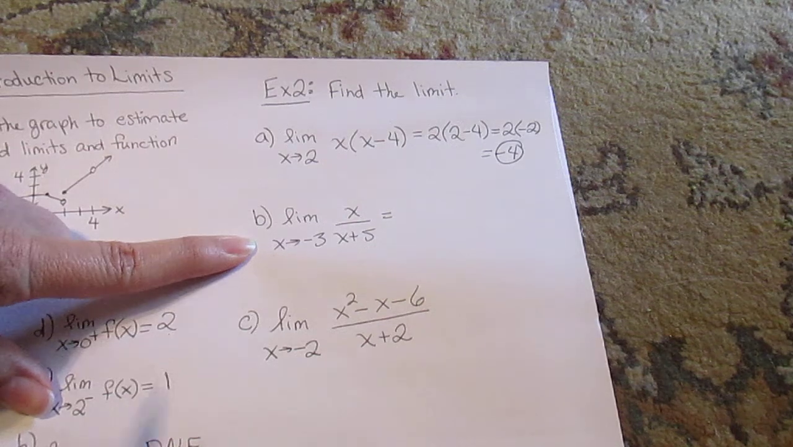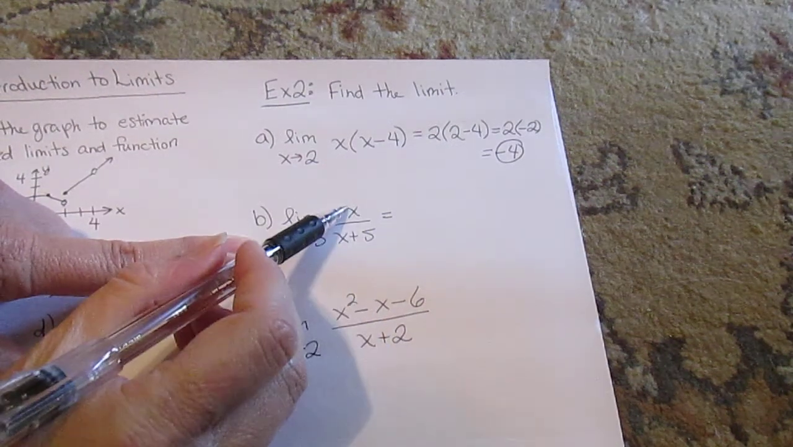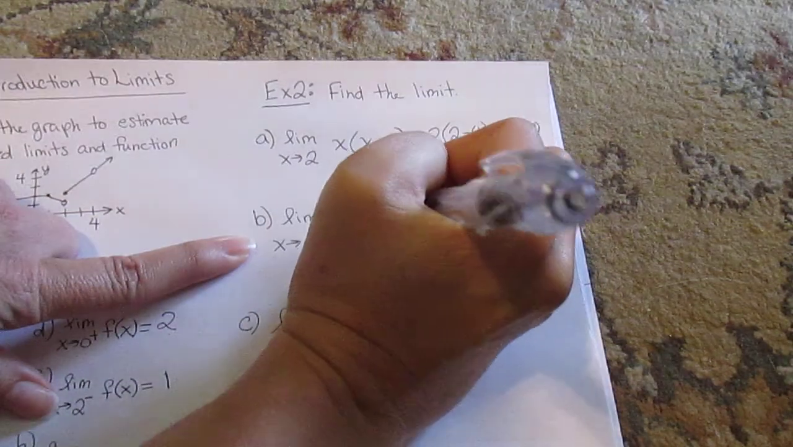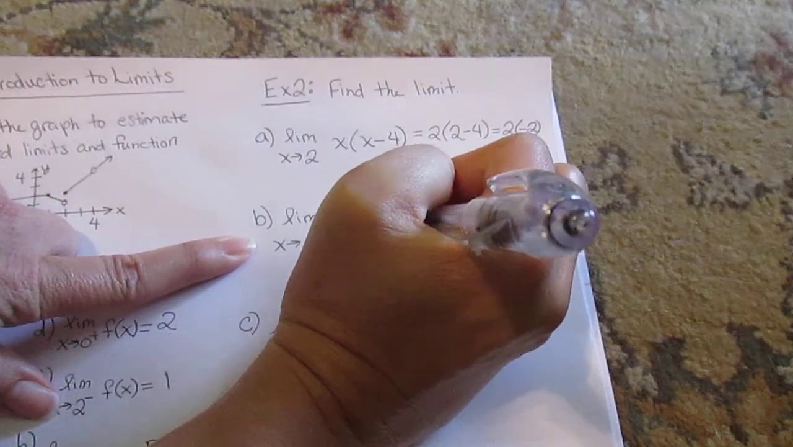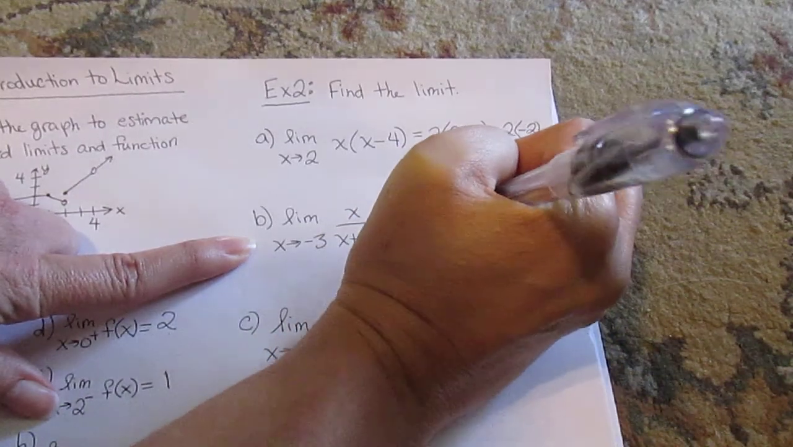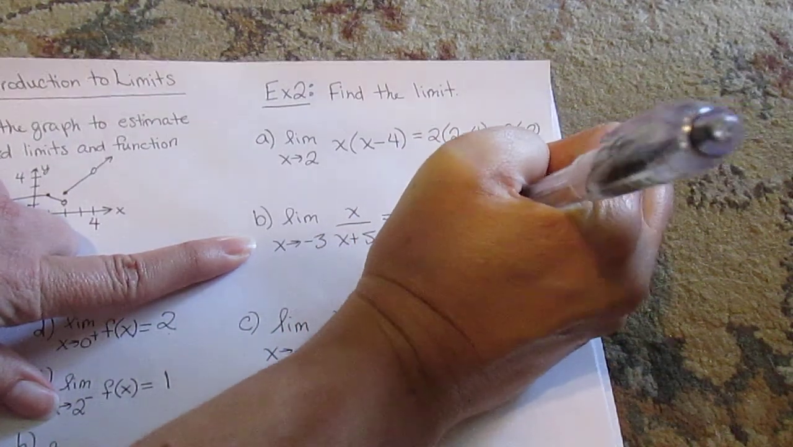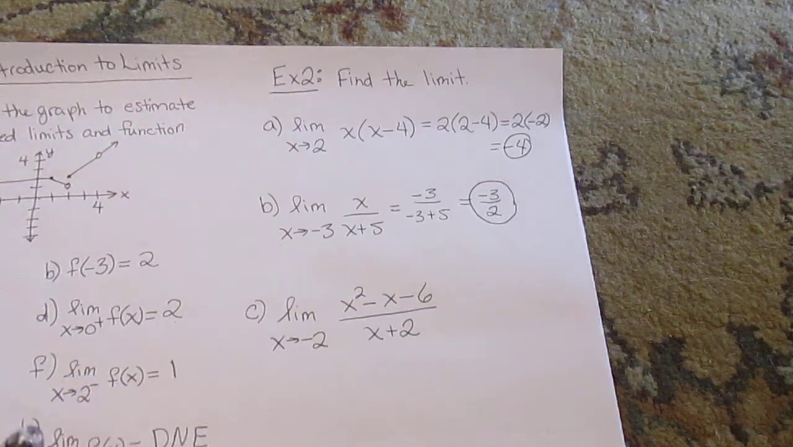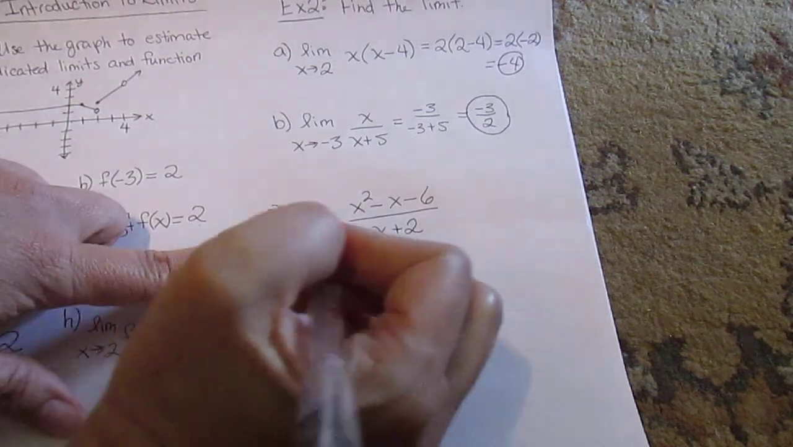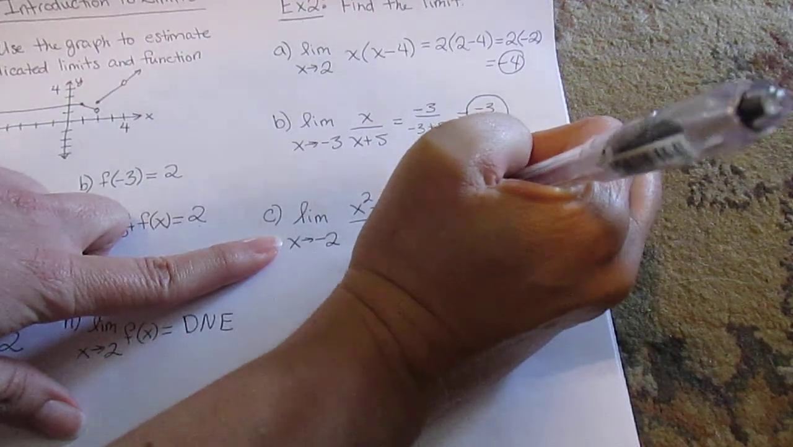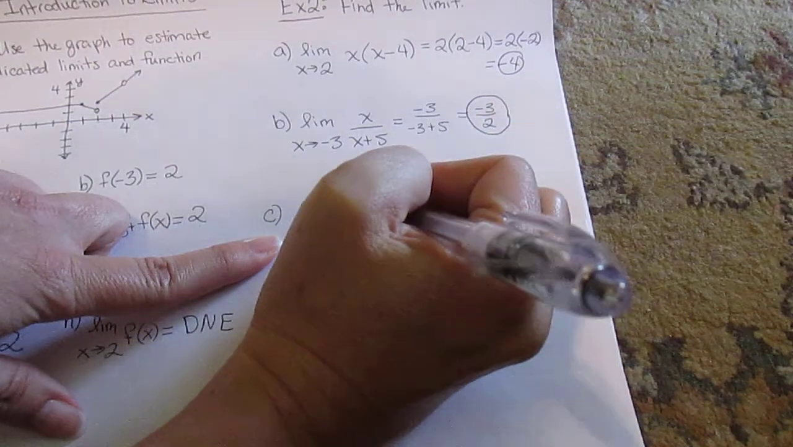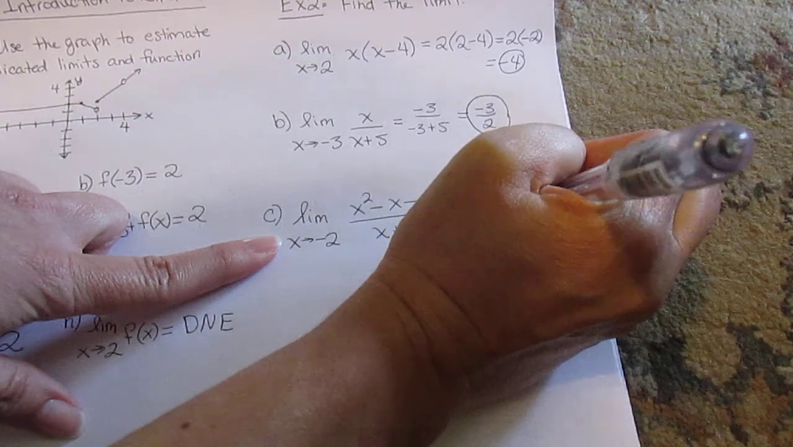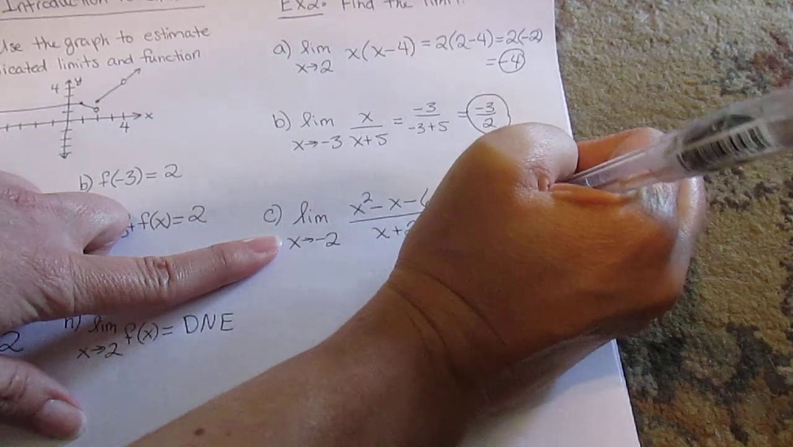Okay, same thing here. This is a rational expression. We've got a polynomial divided by another polynomial, so we can just plug the x value in. We get negative 3 over negative 3 plus 5, which will give me negative 3 over 2. Okay, let's try one more. Here, if we plug in negative 2, we'll get 4. Negative and a negative will give me a positive 2 minus 6 over negative 2 plus 2.